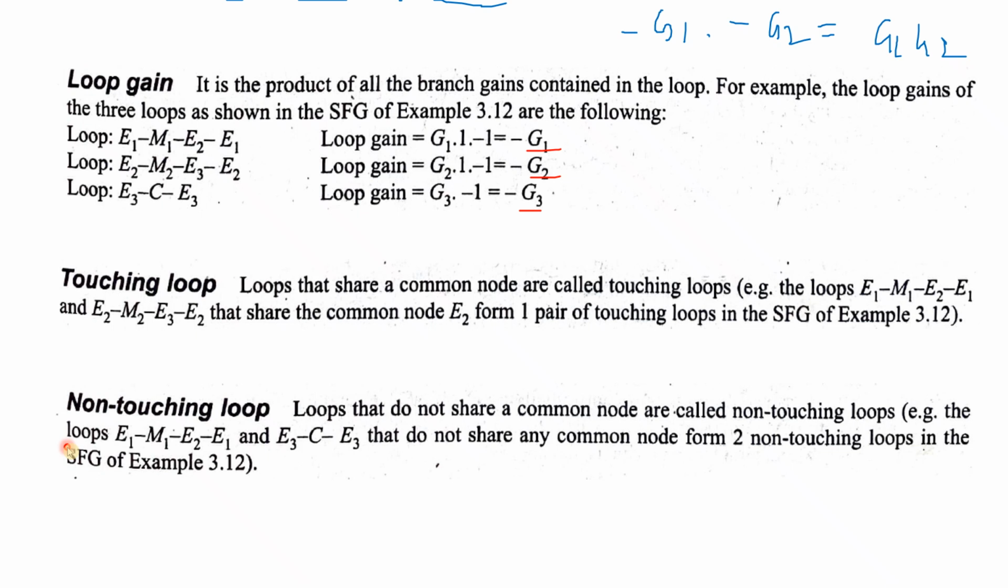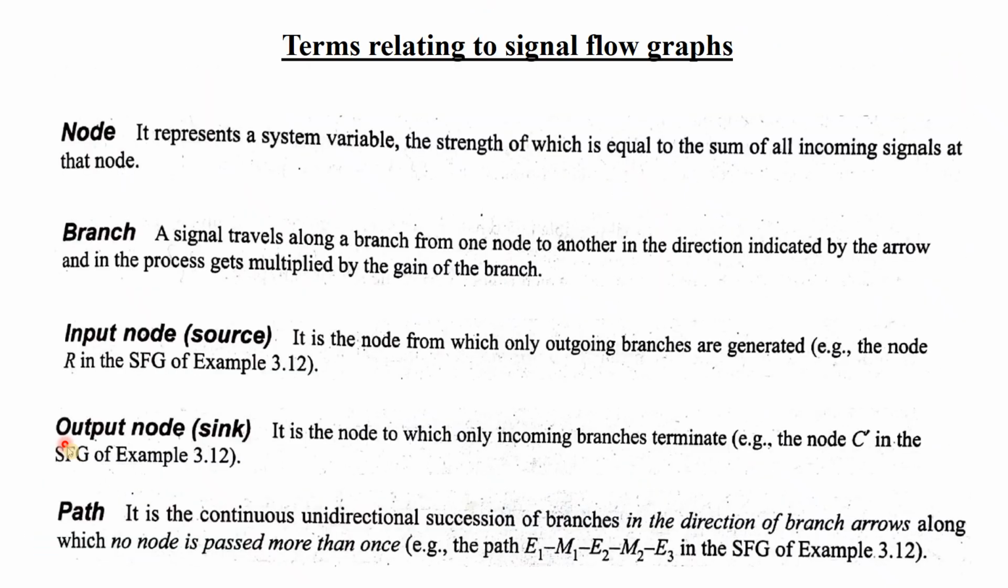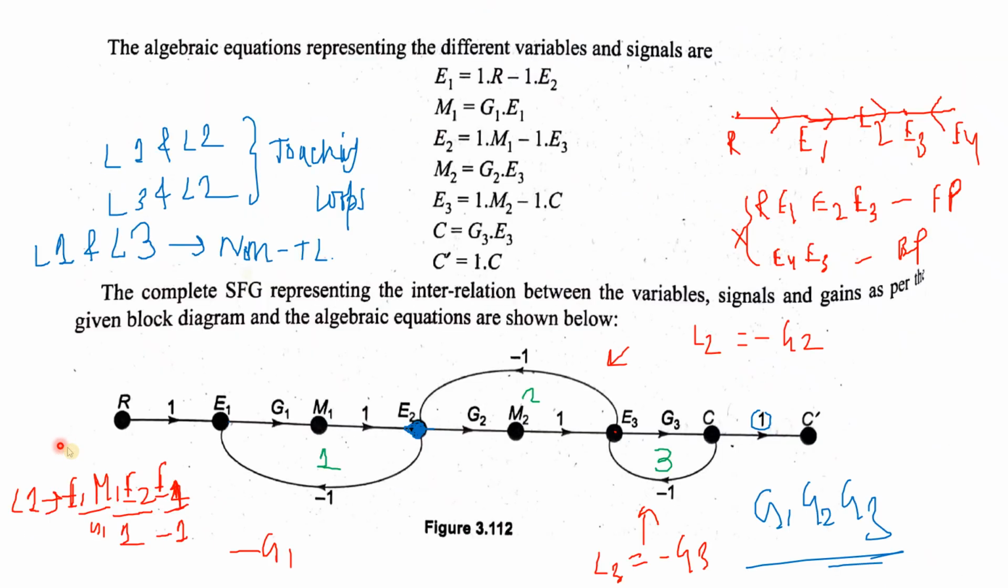See, whenever you have to find the gain of any loop or any path, any path or any loop is made up of branches, isn't it? Small branches, because these are branches. This is a branch. This is a branch. This is another branch. And this is another branch. So every branch has some gain. So if this is a loop, E1, M1, E2 and again E1, the loops are having branches. So whatever gain is on the branch, you have to multiply that.